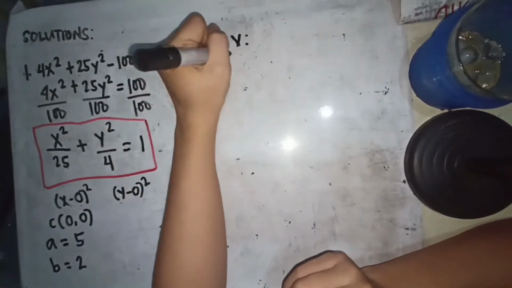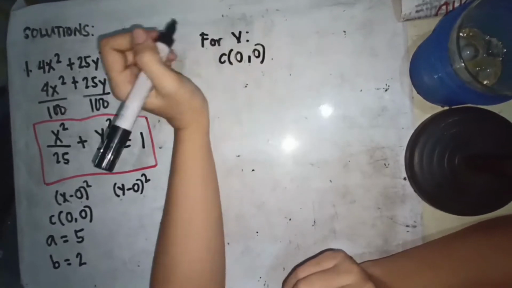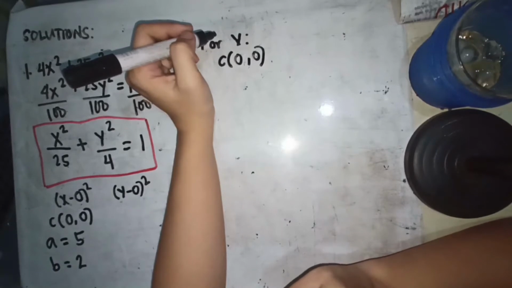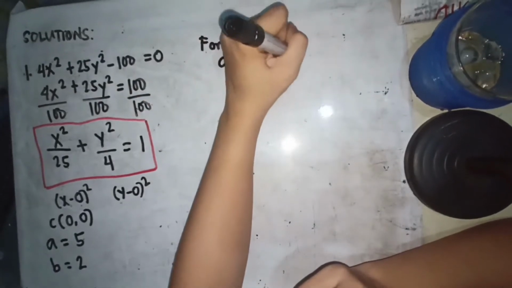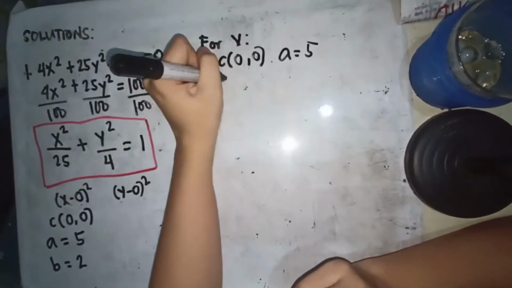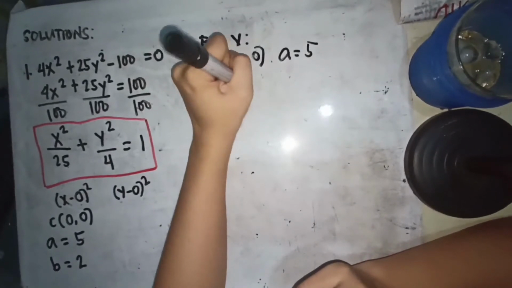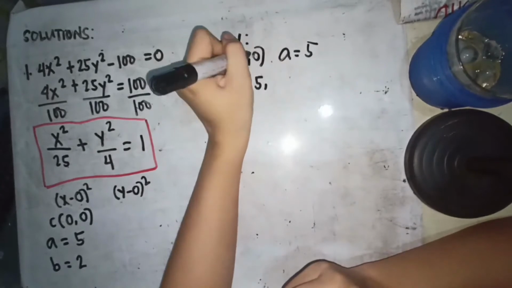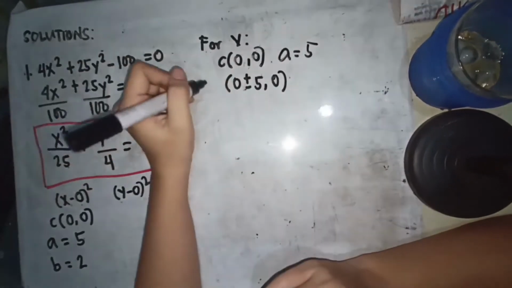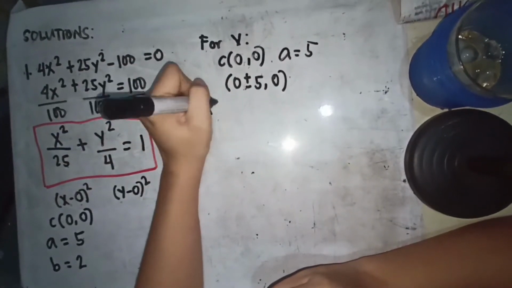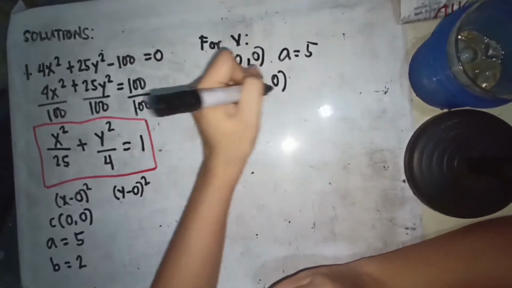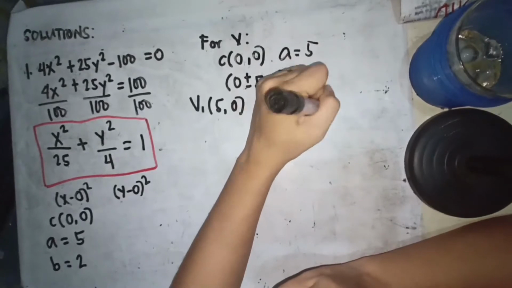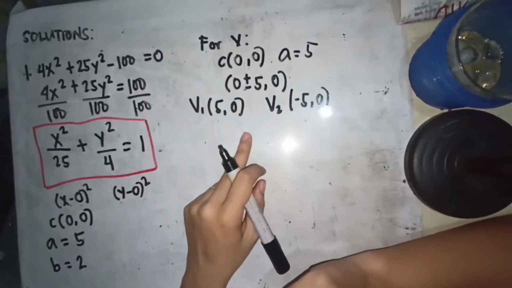So, again, our center, we have 0 and 0. Then, the distance from center to each vertices, we have a that is equals to 5. So, we'll have 0 plus minus 5. Okay, we have v sub 1. That is 5 and 0. And v sub 2. That is negative 5 and 0. Okay, so na natin vertices.